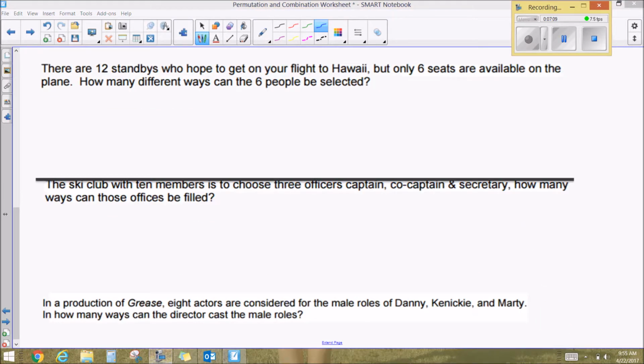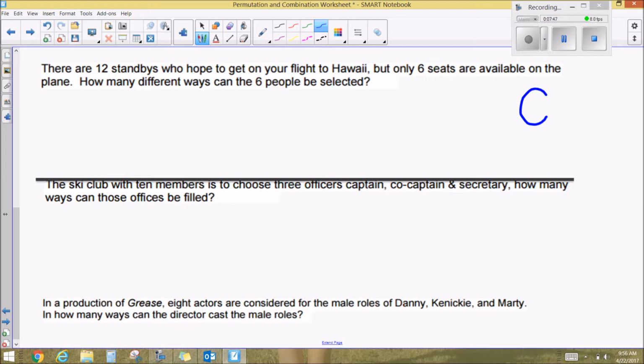Okay. Here are 3 more. You might pause the video and work on these for a minute. The top one, 12 standbys wanting to go to Hawaii, only 6 seats available. If there are only 6 seats available, it doesn't matter what order they sit in. I personally wouldn't care whether I sat in the front row or the back row or the middle row as long as I get my seat to Hawaii. And so this one would strictly be a combination because we're selecting a group of 6 to get on the airplane out of the people waiting in line.